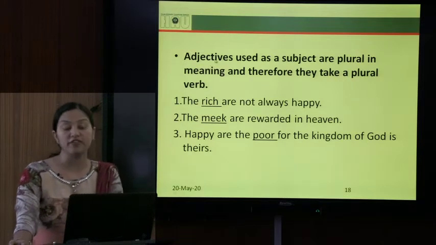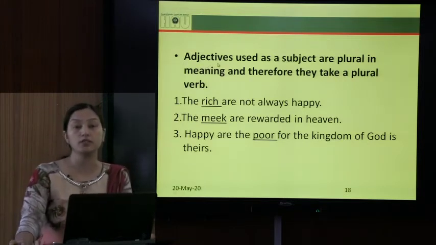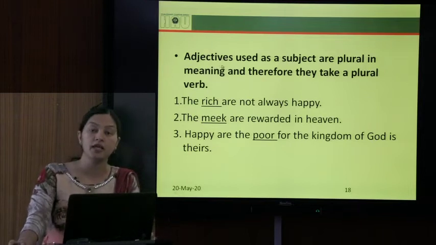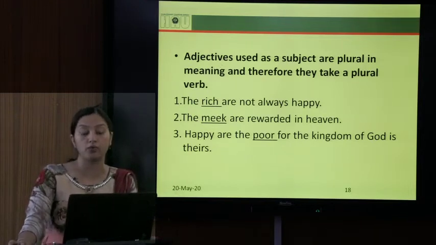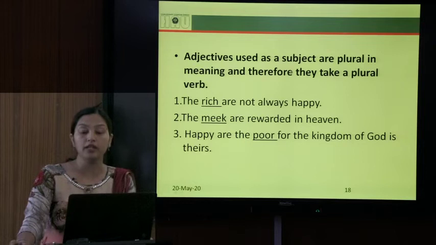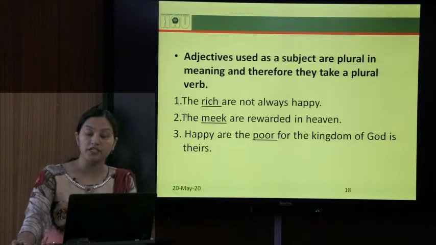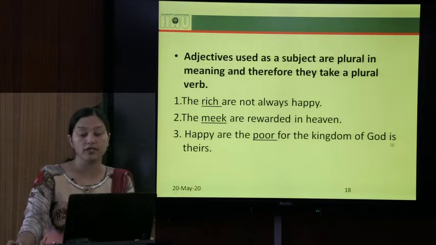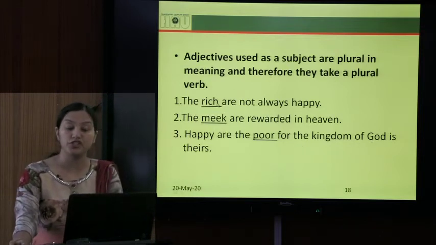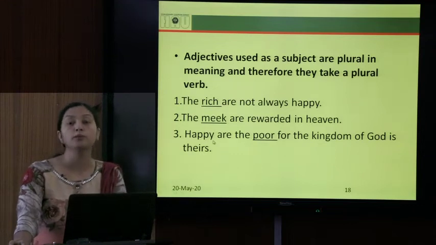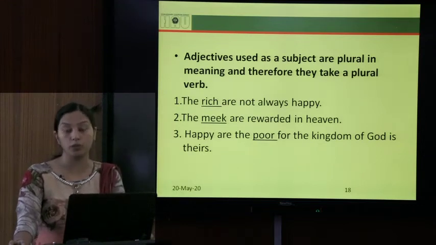Coming to adjectives, adjectives are the words which qualify the noun. Qualify means that they are telling the qualities of the noun. So, whenever adjectives are used as subject, they are plural in meaning. So, of course, they will be taking a plural verb. The rich here means all the rich people individually. They are not always happy. The meek are rewarded in heaven. Happy are the poor, for the kingdom of God is theirs. So, these adjectives are used and they are conveying a plural sense. So, we are using a plural verb with them.